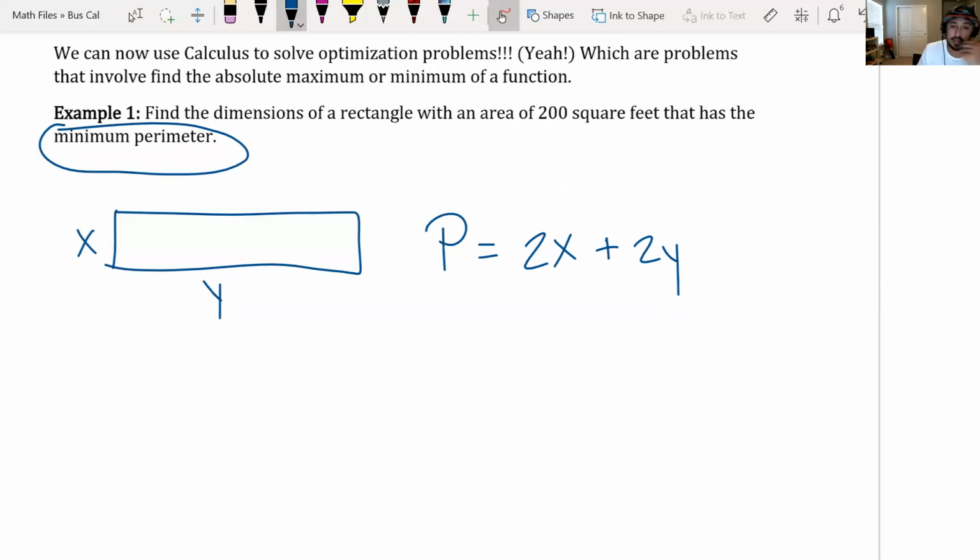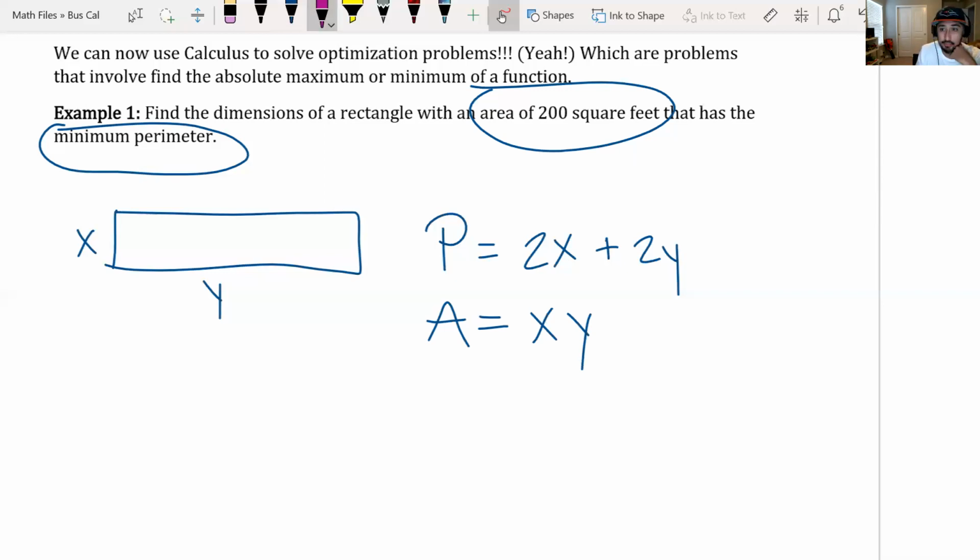The other part of the problem says we have an area of 200 square feet. I'm not going to plug any numbers in yet. I'm just going to write the formula for the area of a rectangle: area is length times width, or in our terms, x times y. So there's perimeter and there's area. Now remember, our goal here is to minimize the perimeter function.